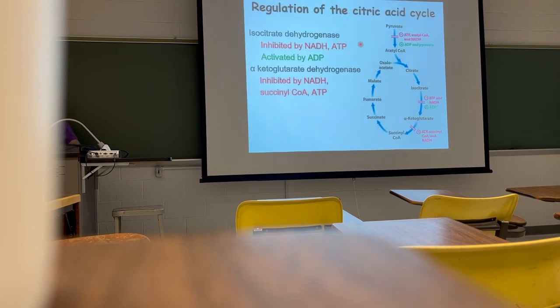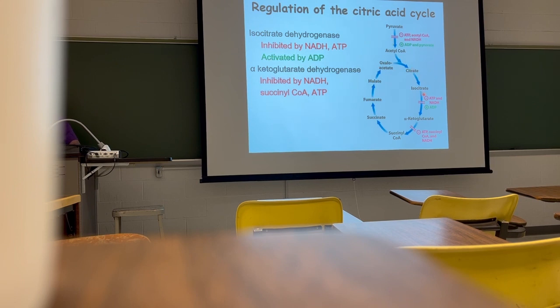So let's look at the regulation. We already talked some about regulation of pyruvate dehydrogenase complex. It's inhibited by ATP and acetyl-CoA and NADH. Its own products inhibit it. And ADP and pyruvate activate pyruvate dehydrogenase complex.